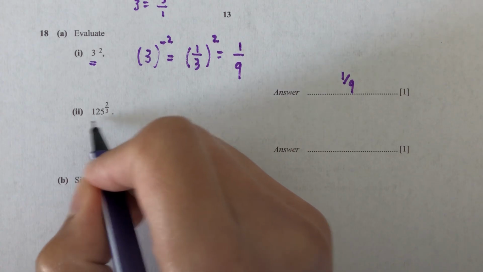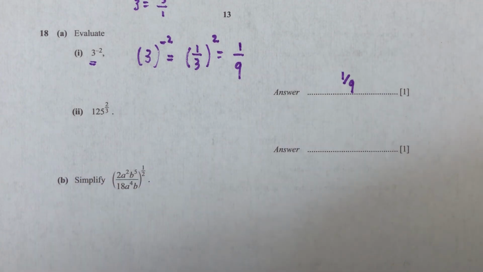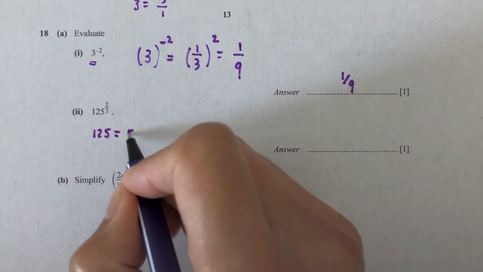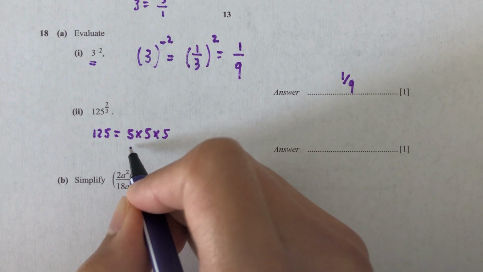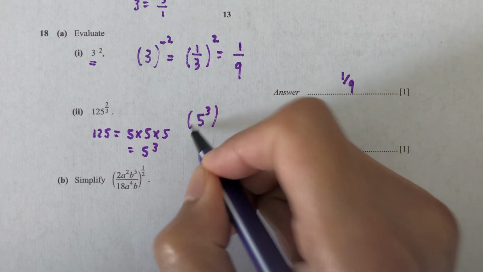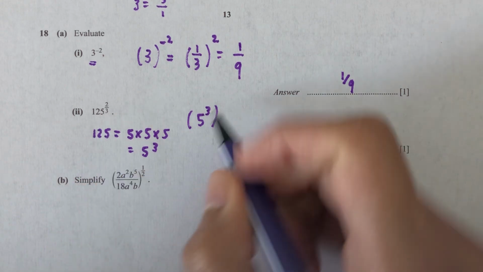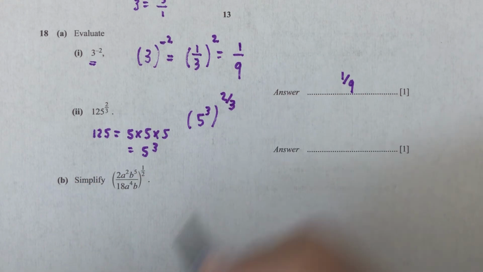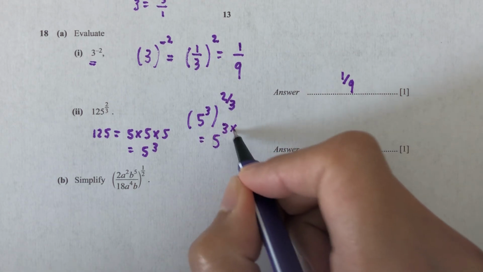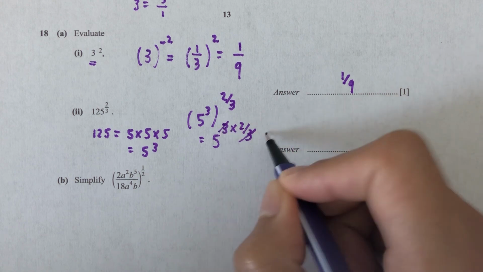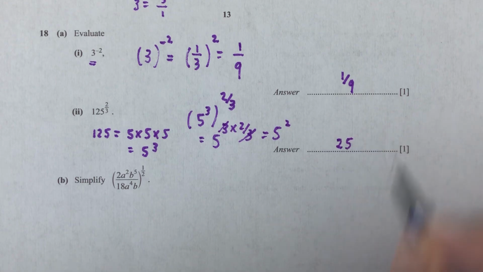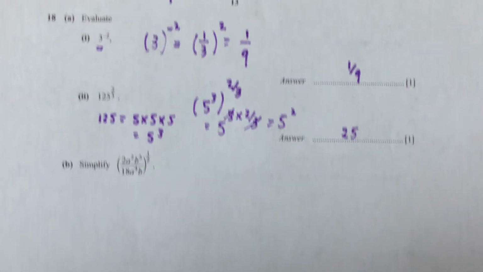Now we have to find 125 to the power of 2 over 3. 125 is 5 times 5 times 5, which is 5 cubed. So we replace 125 with 5 cubed, to the power of 2 over 3. We do 3 times 2 over 3, and the 3s cancel. We get 5 to the power of 2, which is 5 times 5, 25. That is your answer for part 2.